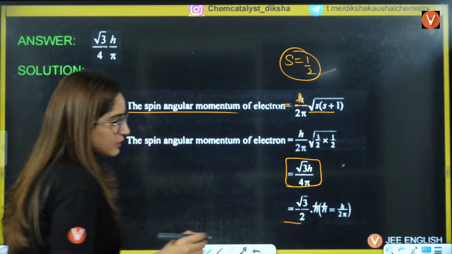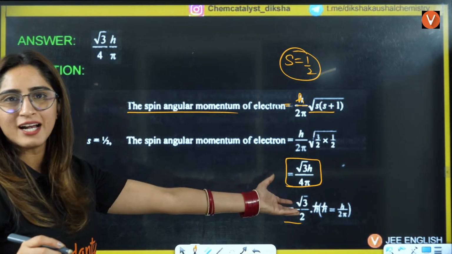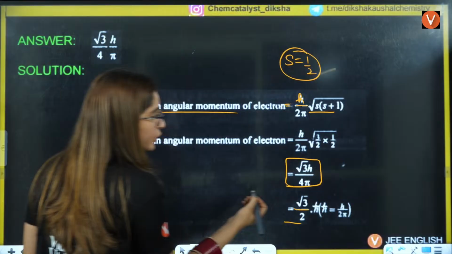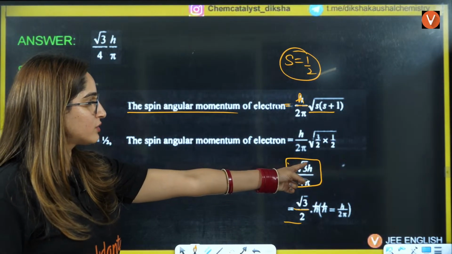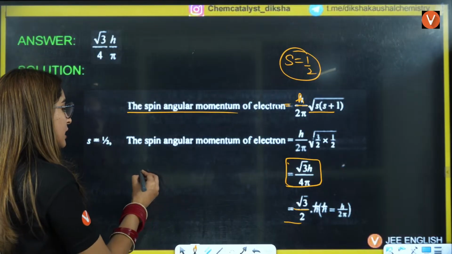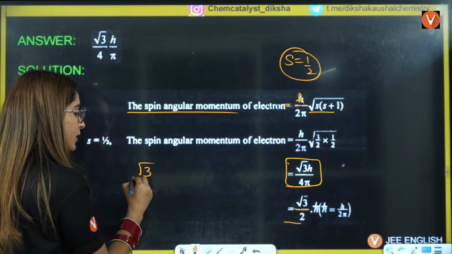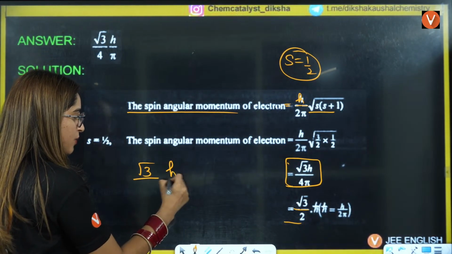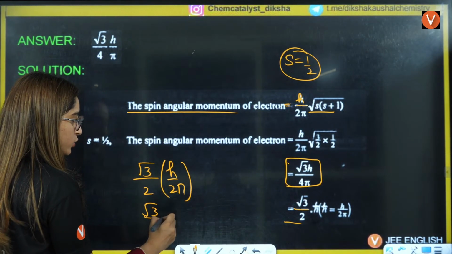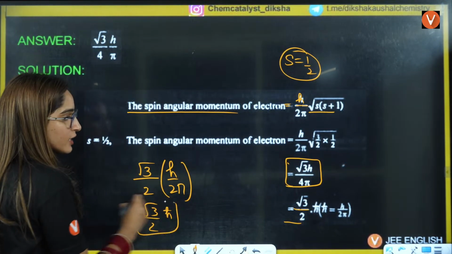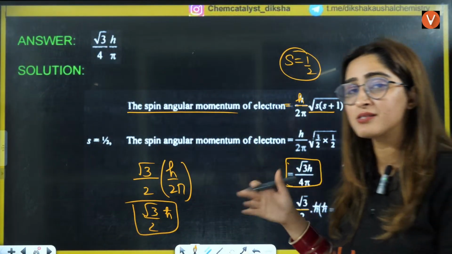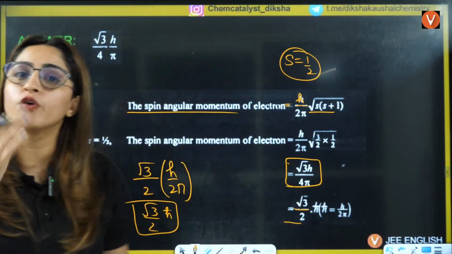That will be, in terms of h, it depends on what is given in the option. According to the option, if it is given under root 3 by 4 times h by pi, or if it is given as h cut, then h by 2 pi is h cut, so it will be under root 3 by 2 times h cut. So that depends on what they have given you in the options. Whatever is given to you in the options, according to that you will frame your answer.